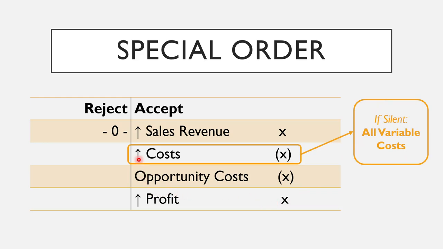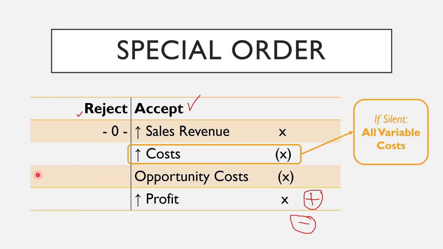And then, if we accept the order, tapos ubos na yung capacity natin, there might be opportunity cost. If we accept the order and we're running out of capacity, it's possible to have opportunity cost. Yung mga regular sales, baka isasakripisyo natin kung tatanggapin natin yung special order. So meron tayong opportunity cost. Look at the effect on profit. Will the profit be positive? If yes, accept the order. If the profit will be negative, then just reject the order. Lugi tayo.